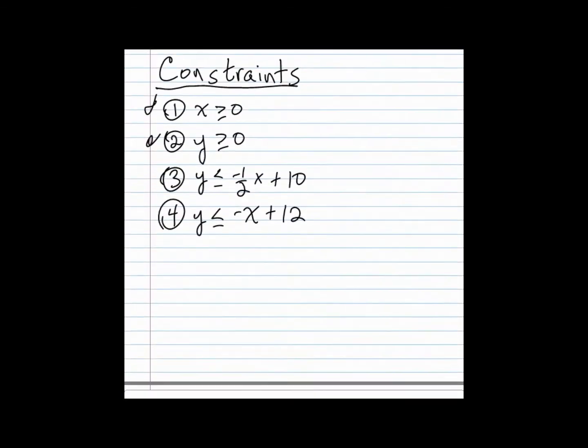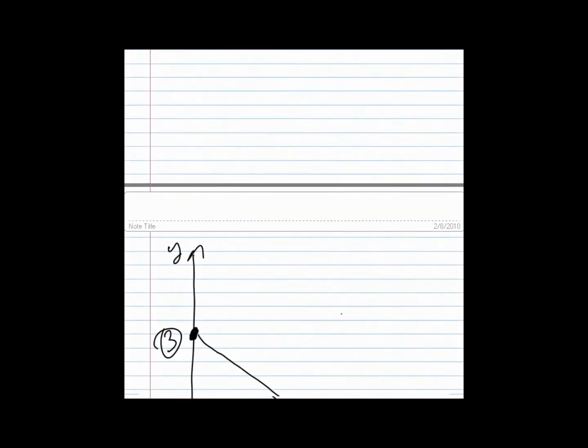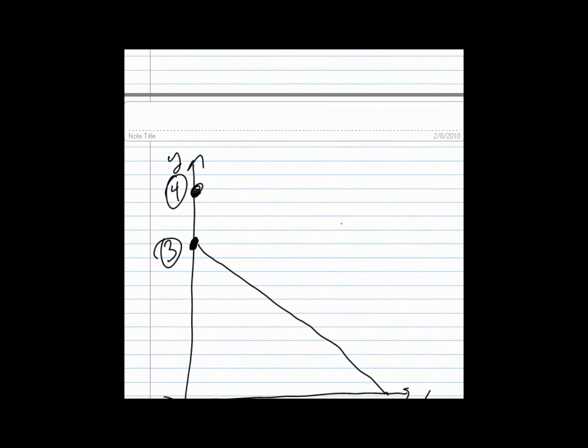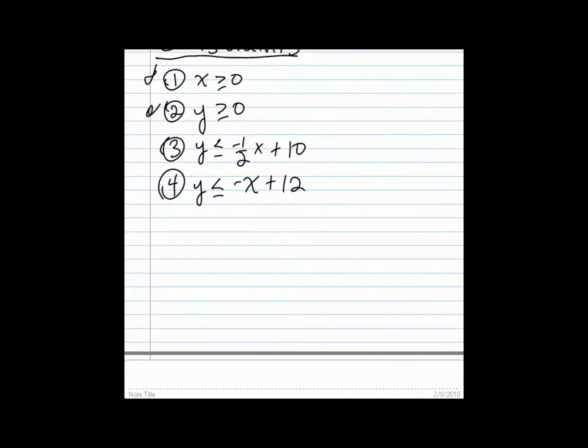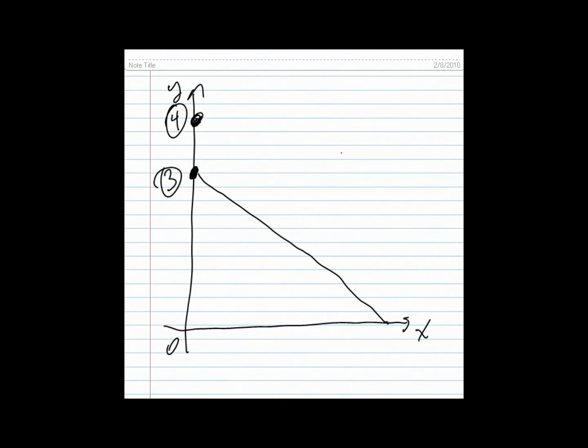And our fourth inequality here, we got y is less than or equal to negative x plus 12. That plus 12, let's say that's 12. So here's number 4. And note that for the negative x, the slope is negative 1, and this slope is negative 1/2. So we know for number 4, that line is decreasing faster. So it is going to intersect somewhere, an intersection point.